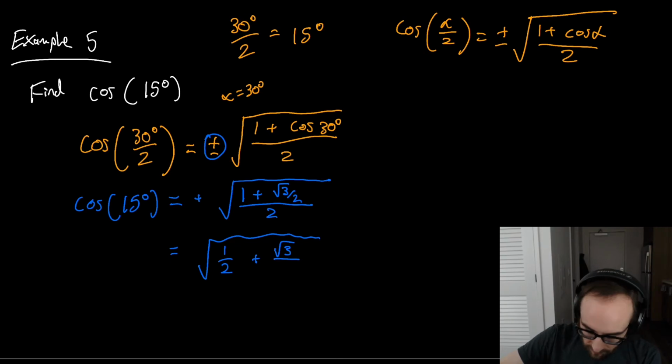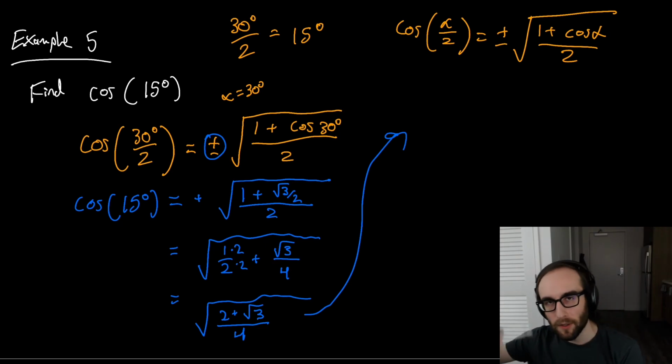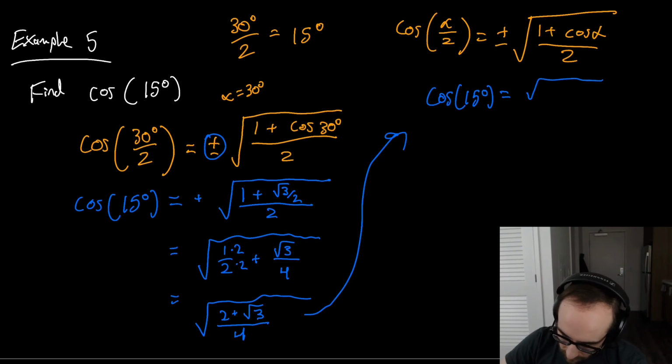Simplifying this a little bit, one way to simplify is 1 plus root 3 over 2, all over 2. We can multiply the denominators to get root 3 over 4. Then we can combine these by multiplying by 2 for our first term in the numerator and denominator. We end up with 2 plus square root of 3 all over 4. Our last step is we can take the square root of the numerator and denominator separately. For the denominator, we get square root of 4, which is 2, which tells us that cosine of 15 degrees is equal to the square root of 2 plus root 3, all over 2.